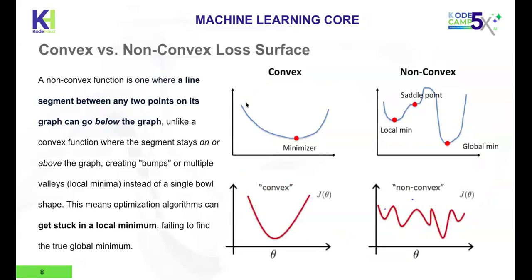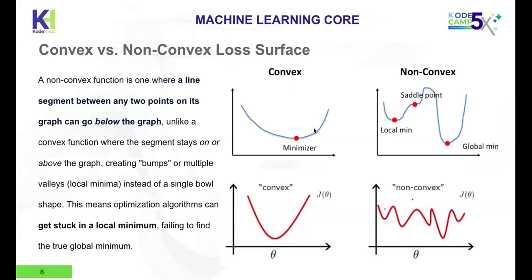So what is a non-convex function or non-convex loss surface? First of all, a convex versus non-convex. This is a convex function. This is a non-convex function. Now, you can see that what jumps out at you is that a convex function has a single minimum point, right? But a non-convex function can have multiple minimum points.